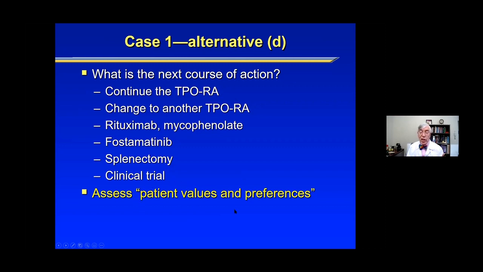And here's where she and I discussed what we want to do. And she said, I'm doing fine. I'm not going to be pregnant for many years. I'm doing fine on the pill once a day. Let's just wait and watch. So in her case, we kept her on a TPO-RA, but we could just as easily switch to another TPO-RA or put her on rituximab.